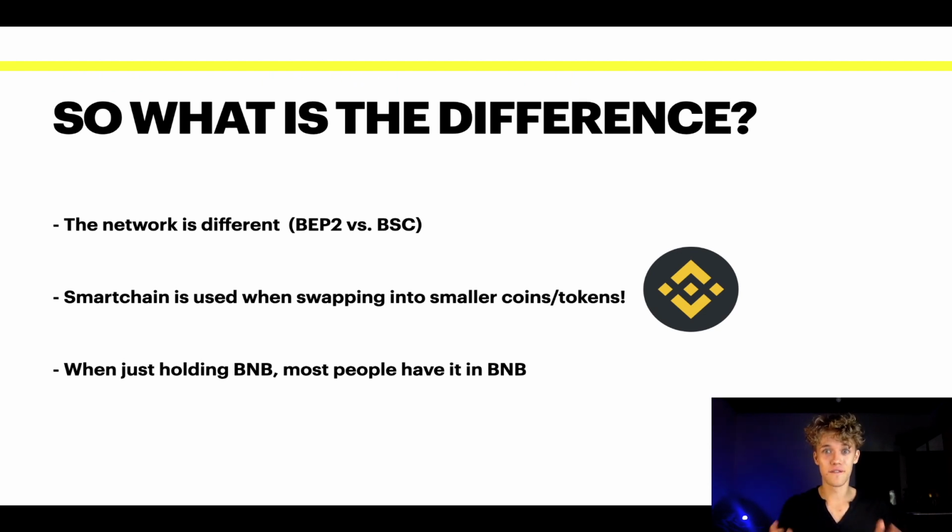So the important thing for you to understand is when you try to swap BNB to smaller tokens, you must have it ready in Smartchain. Smartchain has the black little symbol and BNB has the yellow circle with the white logo inside. So this is the difference between the two coins. And the only difference fundamentally is the network, but you can convert them super easily in your Trust wallet.